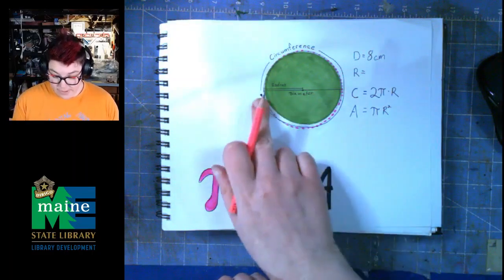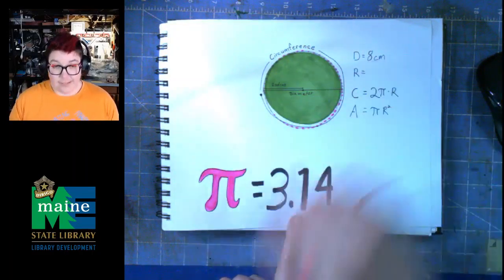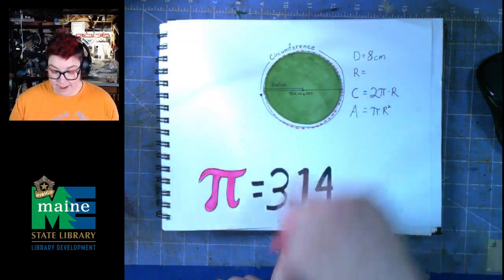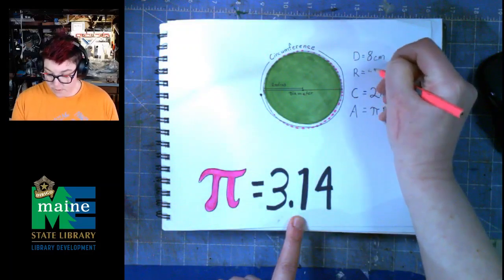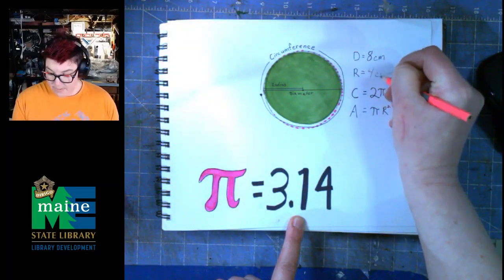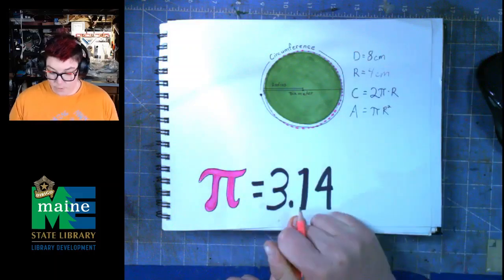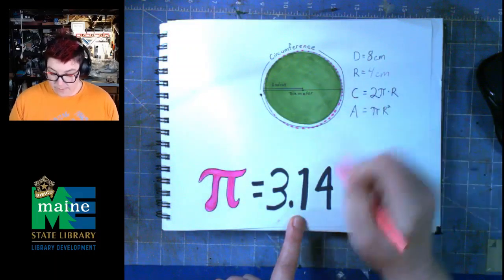Okay, and I know that the diameter is 8 centimeters, and the radius is half of that. 4 plus 4 is going to be 8. So I know the radius is 4 centimeters. So 2 times pi.